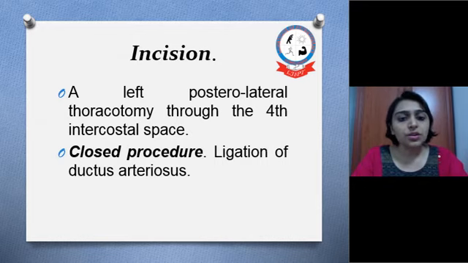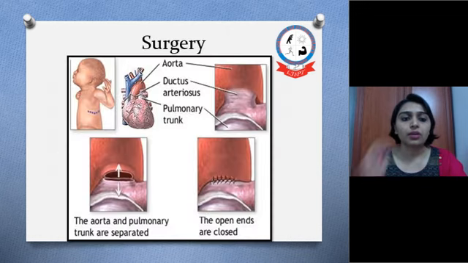So incision here is a left posterolateral thoracotomy through the fourth intercostal space, and a closed procedure is ligation of the ductus arteriosum. That means we do not need to open the heart and we have to just ligate the ductus arteriosus. So here in a figure we can see a patient is given the posterolateral thoracotomy on the left side, and by finding out the aorta and pulmonary trunk, we have to just ligate it, and closure of those both the vessels should be done.